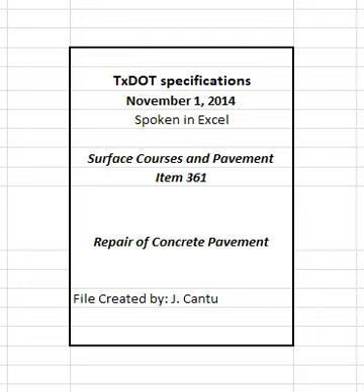Item 361. Repair of concrete pavement. 1. Description. Repair concrete pavement to half depth or full depth in accordance with the details shown on the plans and the requirements of this item. 2. Materials. Furnish materials in accordance with the following.